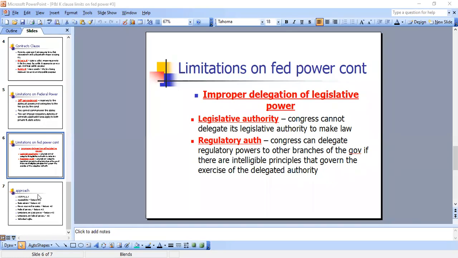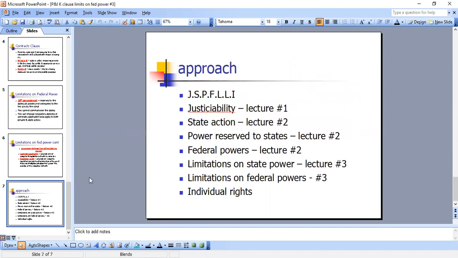Let's go to the next slide, the approach, and that's it for limitations on federal powers. So we're going to go to my approach. I put this approach in every con law lecture that I do because this is how I memorize the bigger issues, and then inside, of course, are the smaller issues, which you have to just kind of know. So it's JSPFLLI, and I usually use a mnemonic for this, but you guys can make up your own. J is for justiciability, S for state action, P for powers reserved to the states, which I just finished up here. F is for federal powers, which I just finished up here. And limitations on state power, and limitations on federal powers, which I've done already, and now individual rights. So my last thing here is to do individual rights.